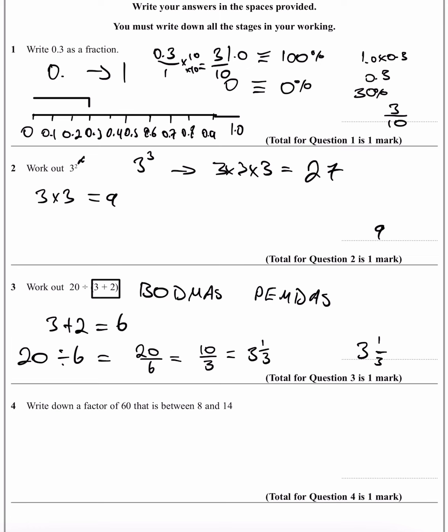Okay? And for question 4, it says write down a factor of 60 that is between 8 and 14. Now, a factor is essentially a piece of a number that is multiplied by other pieces of a number to get it. So say 60, if we want to get all of its prime factors, we would do this type of tree. And so these are all of its prime factors. So 2 by 2 by 3 by 5 equals 60.